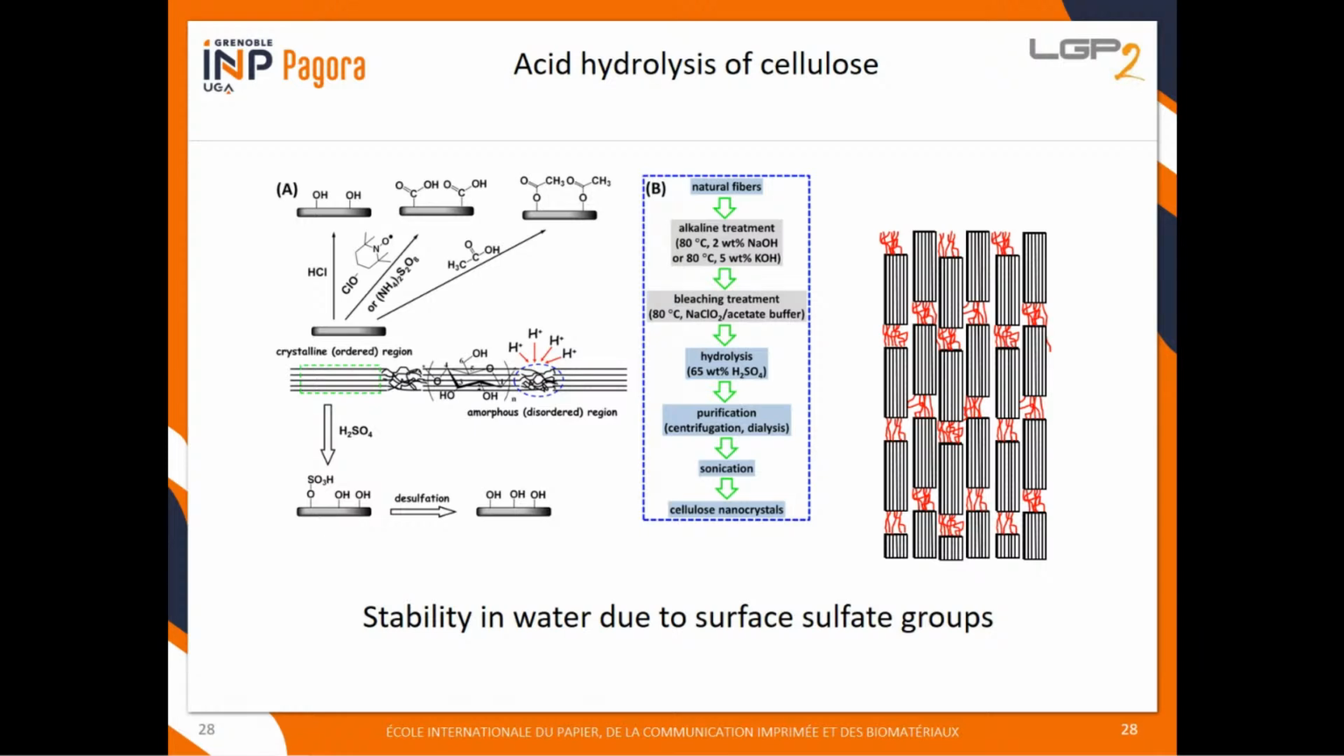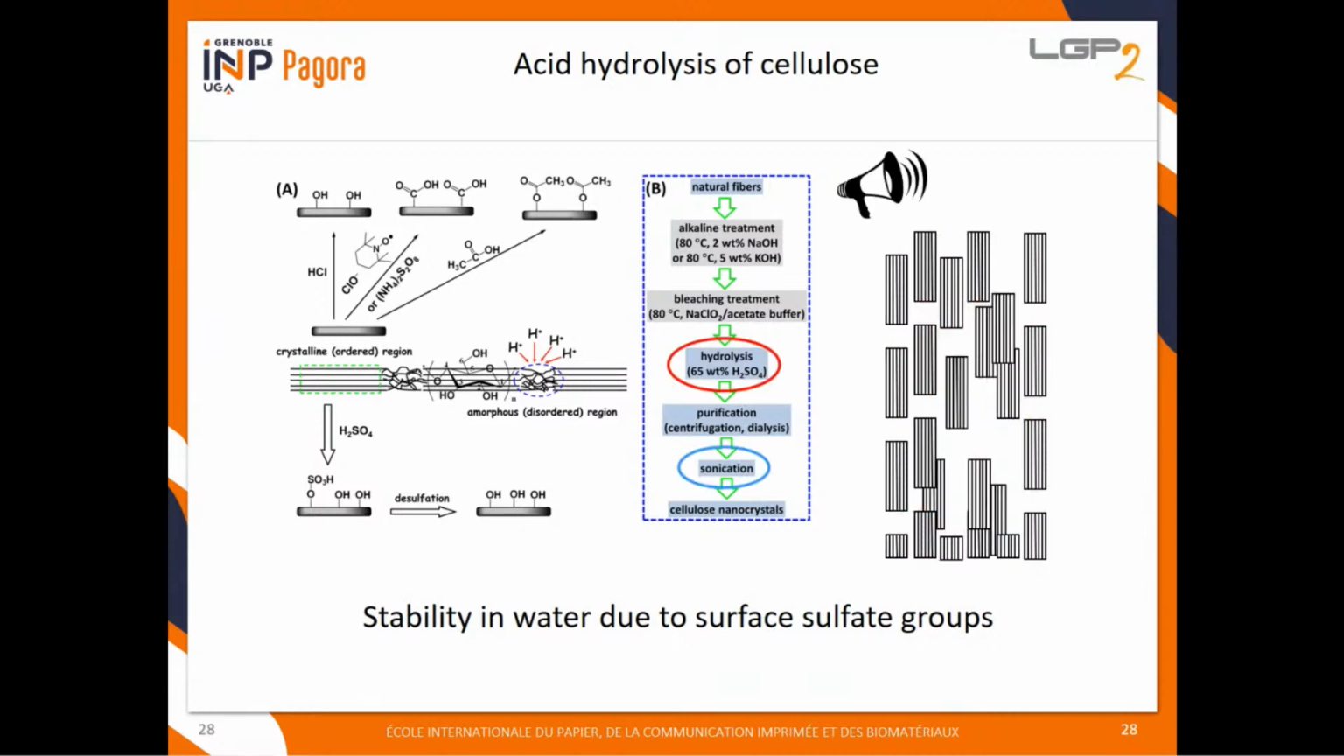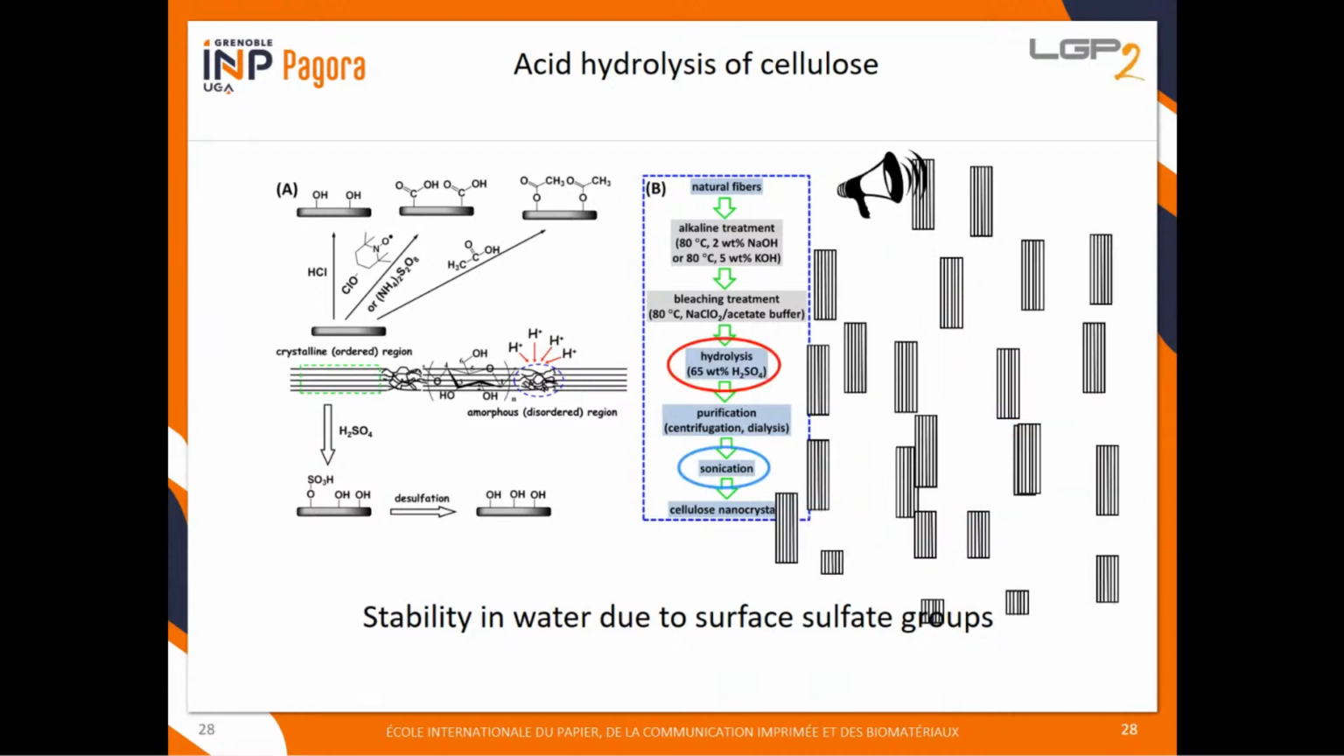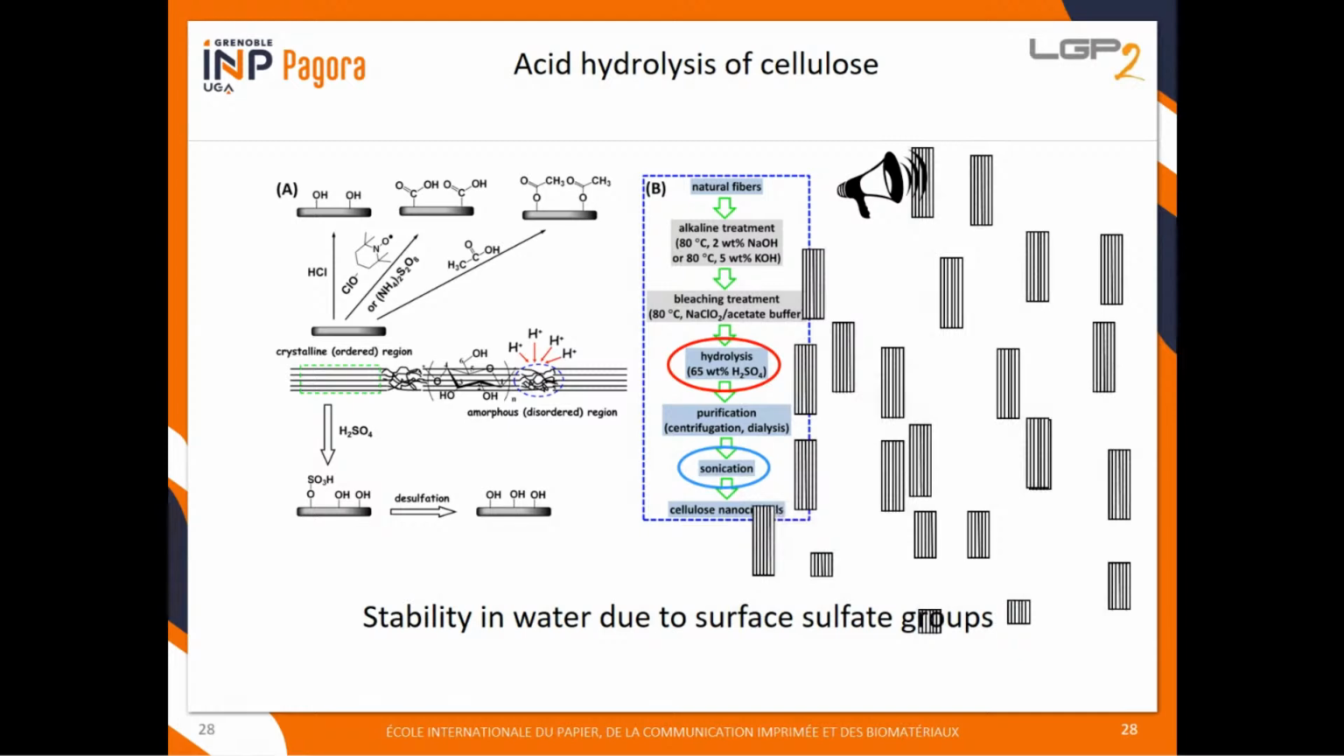You can see here the different steps of the treatment, starting from natural fiber. Of course, the first one consists in purifying cellulose, which is then submitted to this hydrolysis treatment. This hydrolysis treatment removes the amorphous domains, and then after purification, a sonication treatment is applied, a mechanical treatment, in order to separate the nanocrystals.